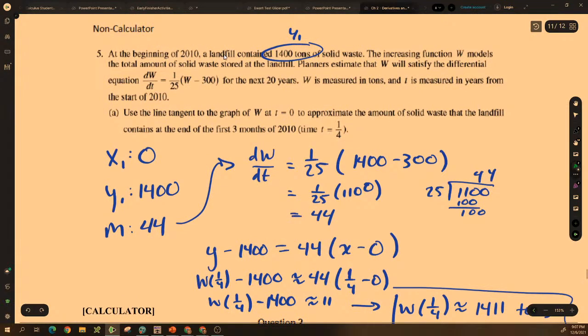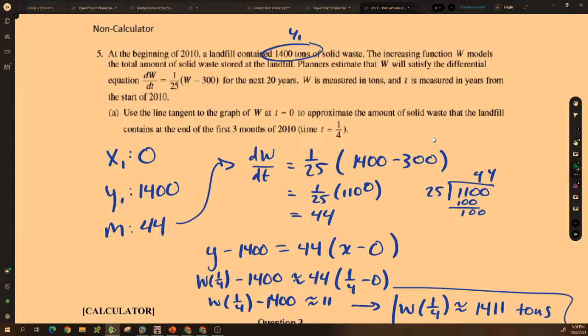Next up, at the beginning of 2010, a landfill contained 1,400 tons of waste. The increasing function W models the total amount of solid waste, and planners estimate that W will satisfy the differential equation dW dt equals 1/25 times (W minus 300) for the next 20 years. W is measured in tons at the start of 2010. Use a tangent line to the graph of W at t equals 0 to approximate the amount of solid waste in the landfill. I remember these questions so much screwed me up when I was in high school. Like, this was actually probably one of the questions that was the hardest for me. I don't know why.